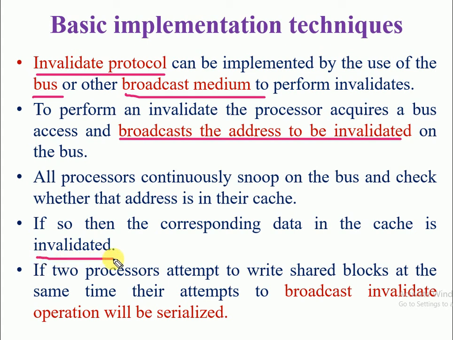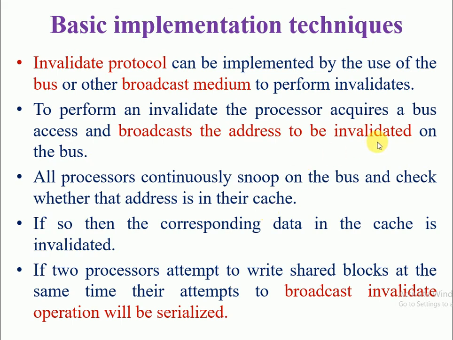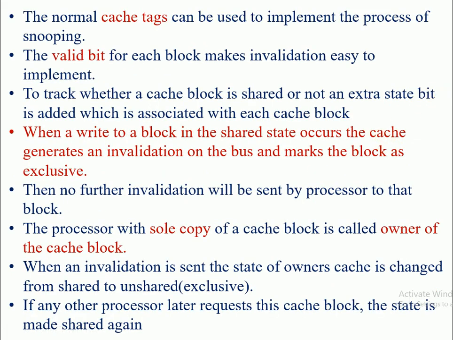So it will always look into the bus. If two processors attempt to write shared blocks at the same time, their attempts to broadcast invalidate operations will be serialized, that is already described. So either the first one or the second one will go first, so some order will be automatically maintained for providing that writing. The normal cache tags can be used to implement the process of snooping. So there will be some tag associated with each cache, so that we can do monitoring on a particular bus.